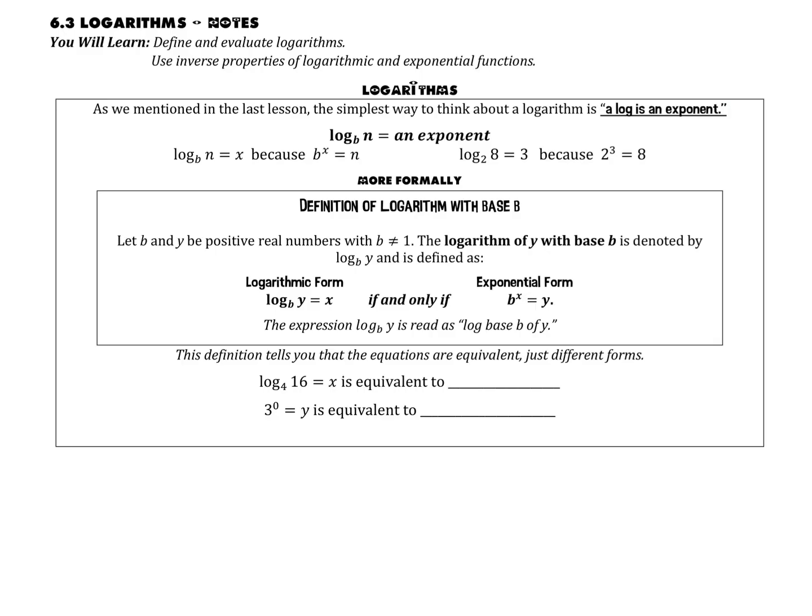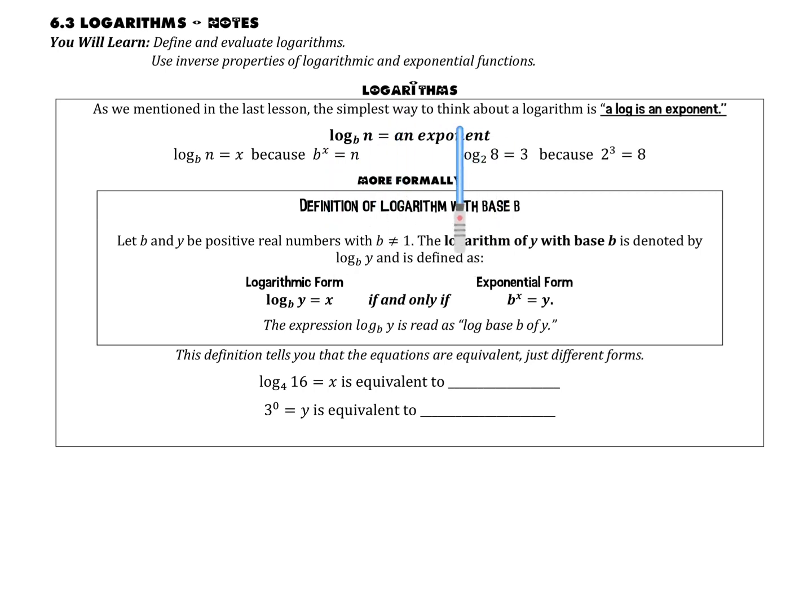As we mentioned before, the simplest way to think about a logarithm is that a log is an exponent. Logarithms came to be really to serve the purpose of representing an incredibly large number or an incredibly small number, in a similar way to scientific notation. It came about as a more concise way to represent something really large or really small. When we say a log is an exponent, we mean the answer to this logarithm is the exponent that makes this statement true. So really we're asking ourselves, b to what exponent gives us n? That's the easiest way to think about it.